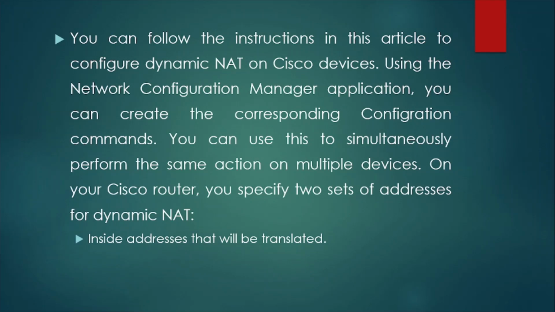If you don't know, NAT means network address translation. There are two types of Cisco router NAT configuration: static NAT configuration and dynamic NAT configuration. In the case of static NAT configuration, you specify a private IP address for a public IP address, which means you statically configure the translation on the router, so the router can route directly to the IP address you assigned.